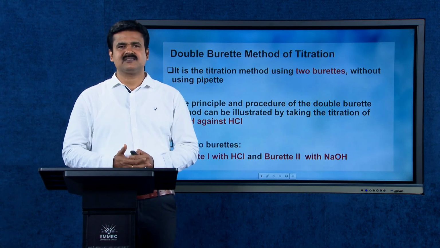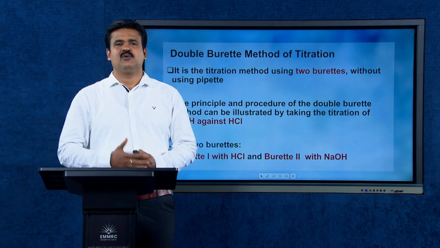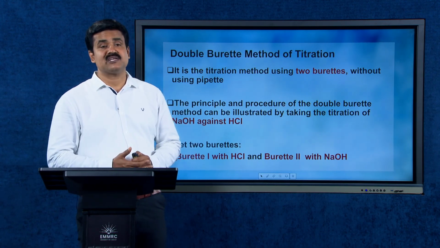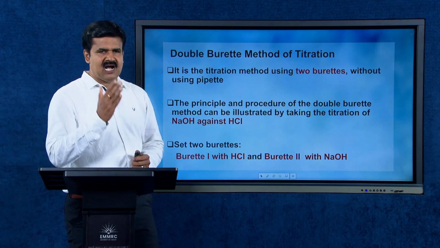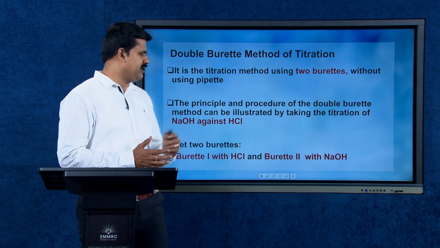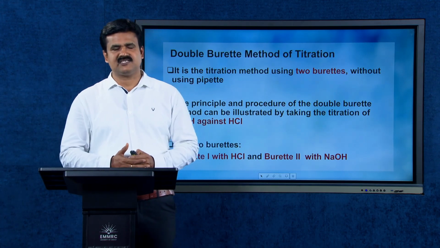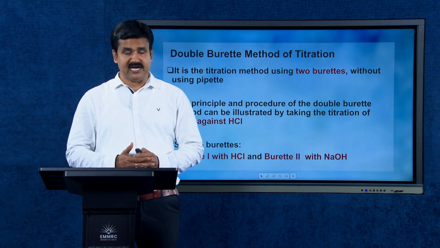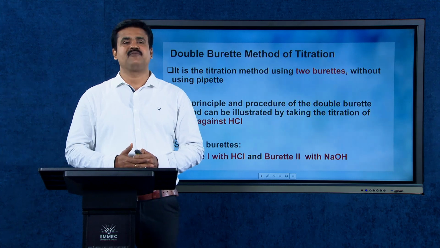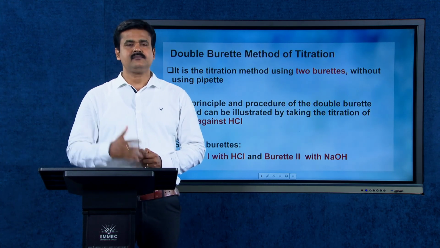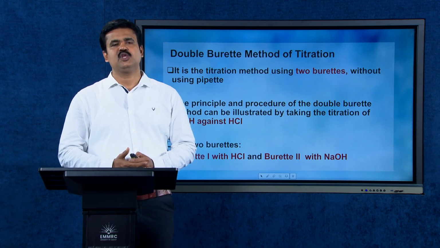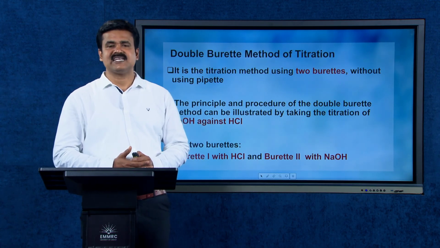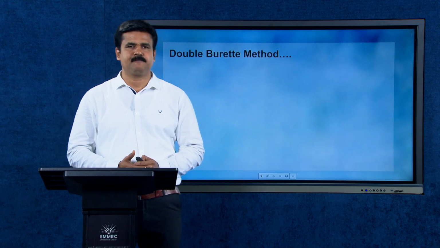For the illustration of the experiment, we have to set two burettes first and take burette 1 filled with hydrochloric acid and take another burette 2 filled with sodium hydroxide. So, for performing the titration of NaOH against HCl, you have to take two burettes, burette first filled with HCl and burette second filled with the sodium hydroxide.